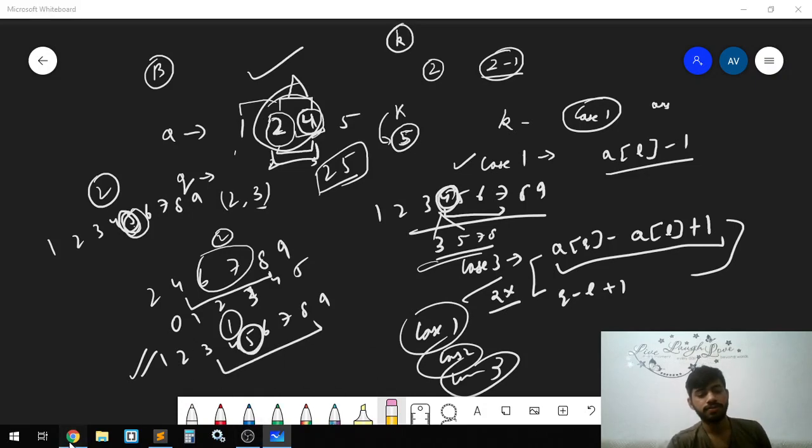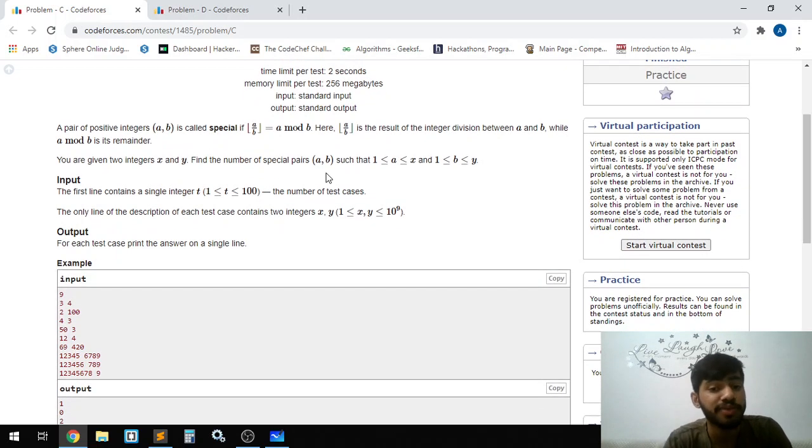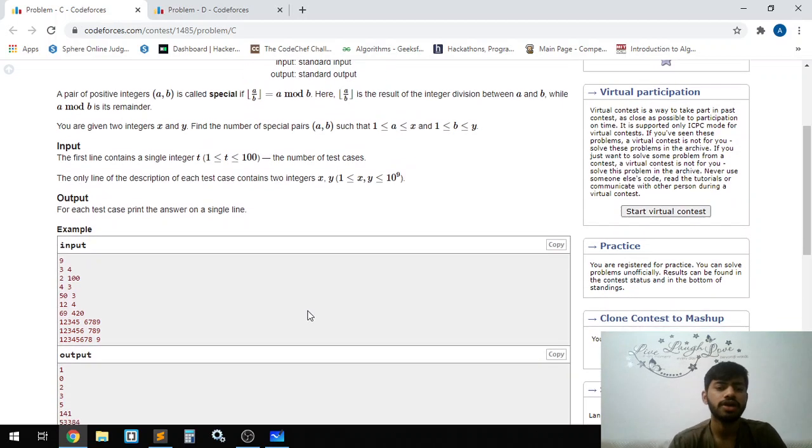The question says that a pair of positive integers a comma b is special if floor of a by b is equals to a mod b. Okay, so it is telling us that a pair a comma b is special if floor of a by b is equals to a mod b. It's asking us to find the total number of special pairs in the range 1 comma x to 1 comma y. Okay, so let's solve this question step by step.